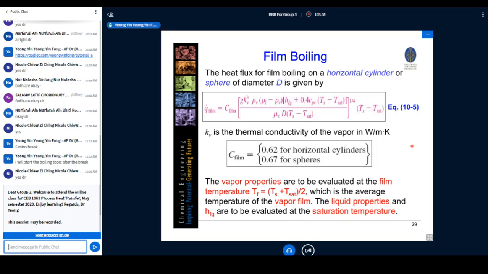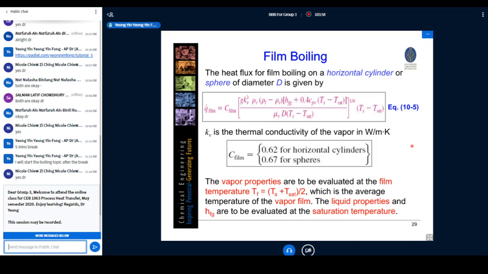Okay. So it's C film. All of this you already know. All these parameters are already defined in the previous equations. Only the C film here: 0.62 for horizontal cylinder, 0.67 for spherical. Okay, all right, so that is how to get the C film.